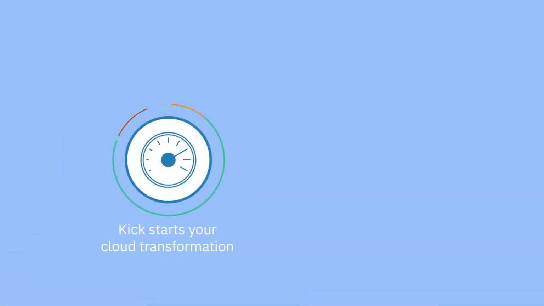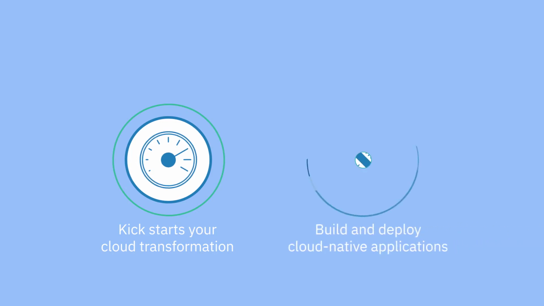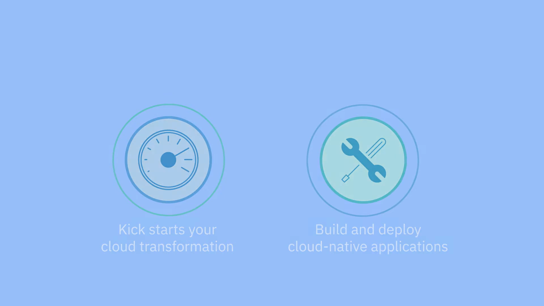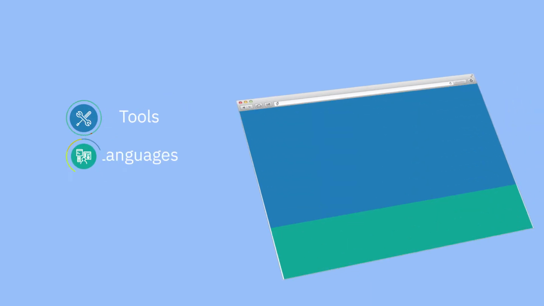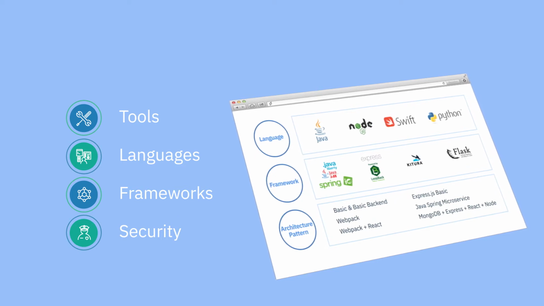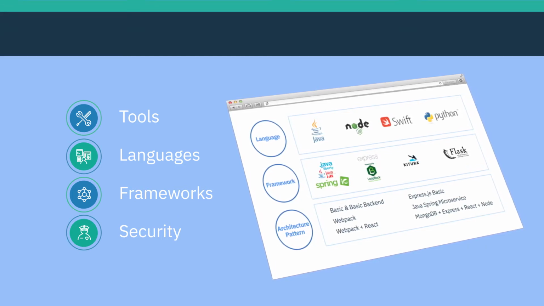The IBM Cloud App Service kickstarts cloud-native development by making it simple to build and deploy new microservices-based apps, and by providing teams the tools, languages, frameworks, and security needed to practice polyglot application development at high velocity.